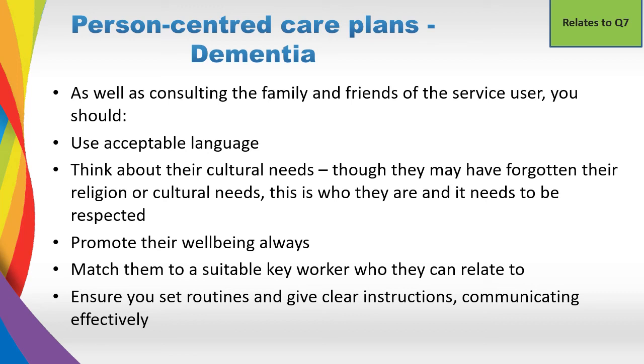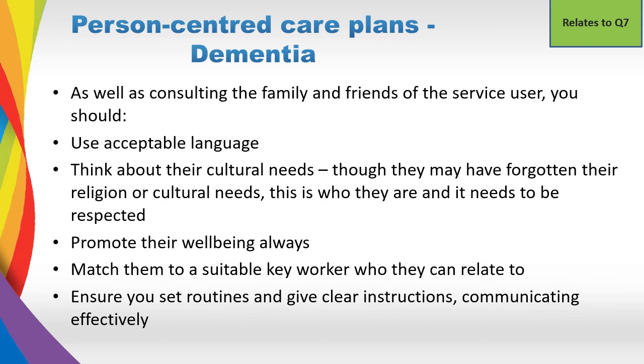So as well as consulting the family and friends of the service user, when you are communicating with the individual with dementia, you need to think about using acceptable language. So using words that are easily understood and not using acronyms. I think earlier I said BLM instead of Black Lives Matter. We don't want to be using acronyms, we need to be using the full terms and words. Think about cultural needs, like they may have forgotten their own religion or their own cultural needs, but this is part of who they are and that needs to be respected.